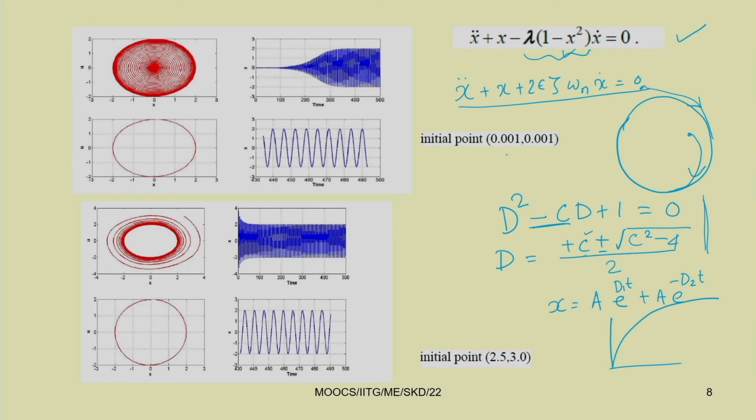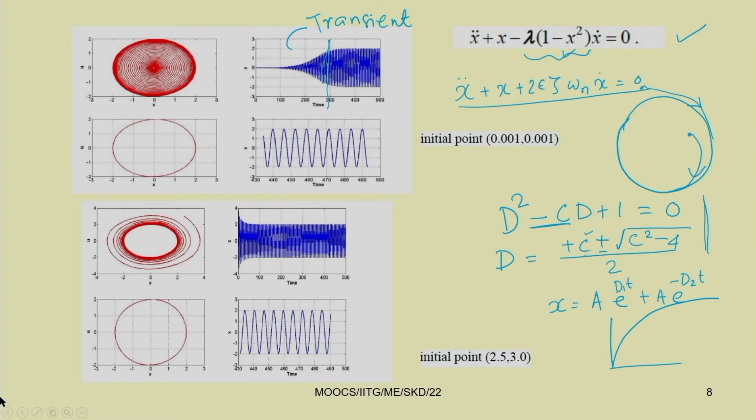We have started with initial point 0.001, 0.001, a very small initial point inside this region. You can see that after some time the response grows and reaches a steady state response. Up to this part the response is changing, so that is the transient solution, and this is the steady state part. So we have the transient part and the steady state part of the oscillation.